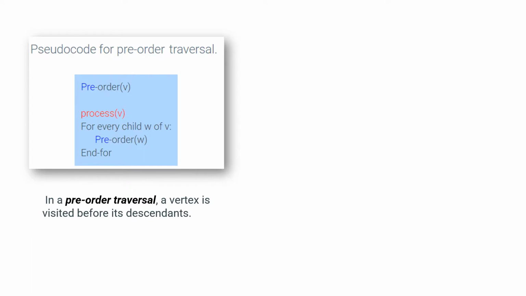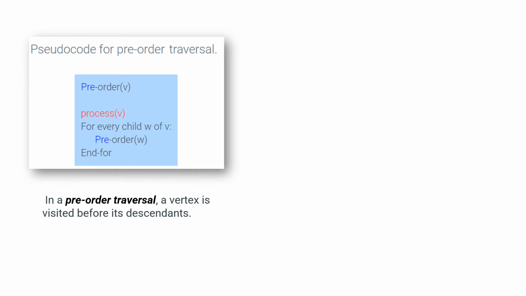And then it says for every child W of this vertex, we will call this algorithm again. So here we're calling pre-order again for that child W. So then this will all be called again, and the child will be processed, and then all of the children in it will be looked at, and then this entire algorithm will be called for those children within the children.